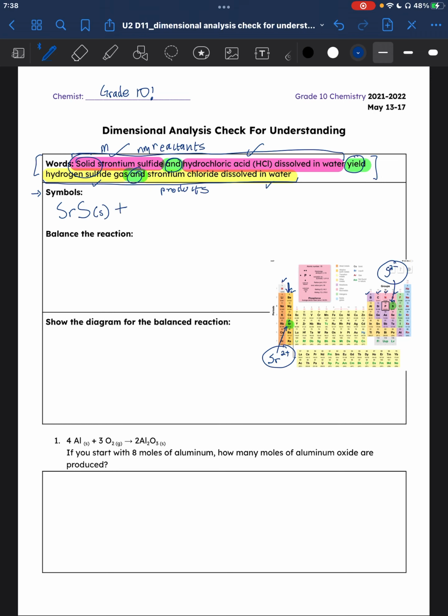And I represent "and" with a plus. Hydrochloric acid, they give me. Dissolved in water, I represent as aqueous, (aq). Yield, I represent with an arrow.